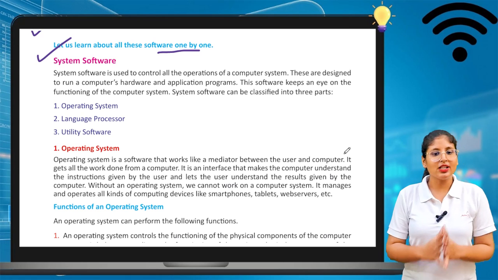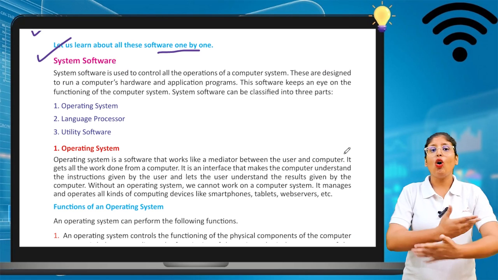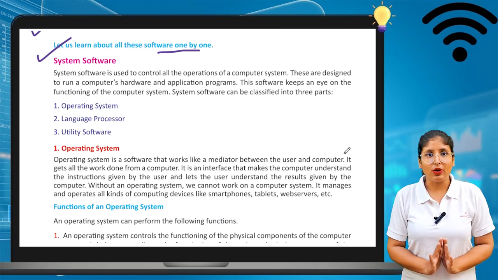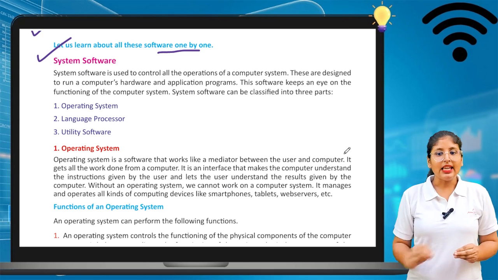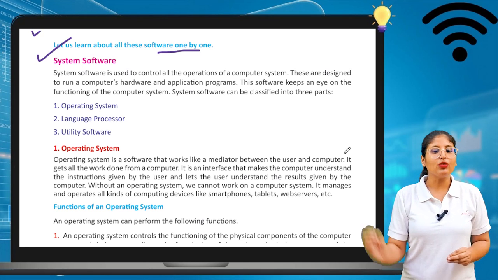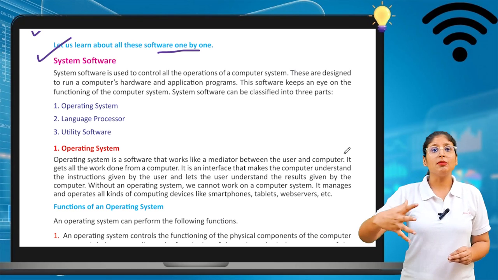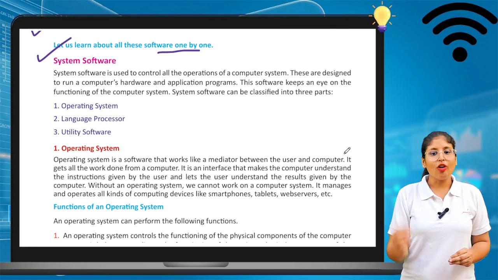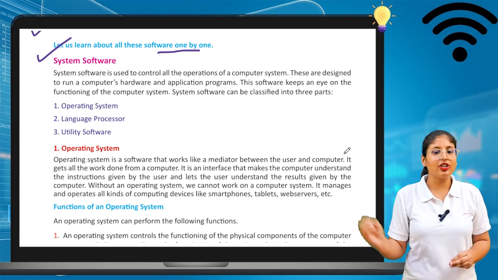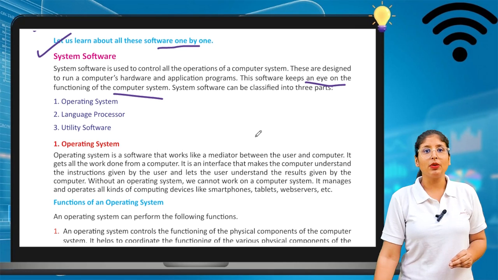System software is used to control all the operations of a computer system. So all the operations in your computer system are controlled by the system software. These are designed to run our computer hardware and application programs. So system means they can control the whole system of the computer. This software keeps an eye on the functioning of a computer system, like how your computer system works.